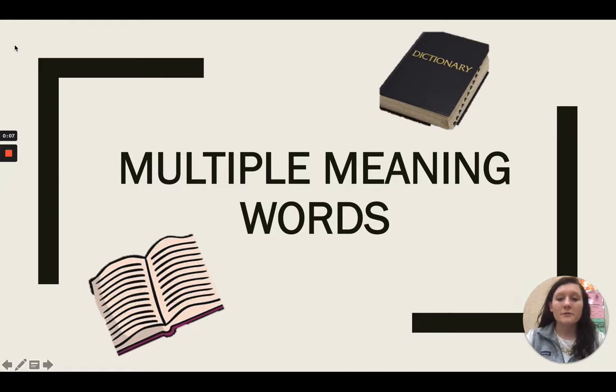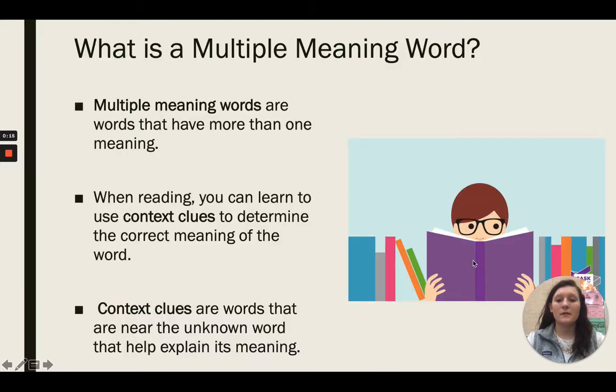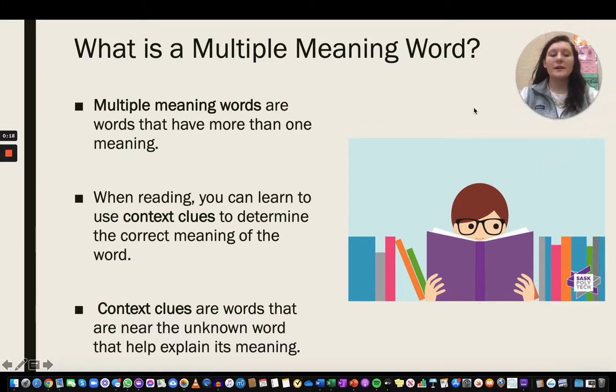This week for language arts, one of our lessons is going to be looking at what multiple meaning words are. All right, so first off, what is a multiple meaning word? Multiple meaning words are words that have more than one meaning to them. When reading, you can learn to use what we call context clues to determine the correct meaning of the word. Context clues are words that are near the unknown word that help explain its meaning.